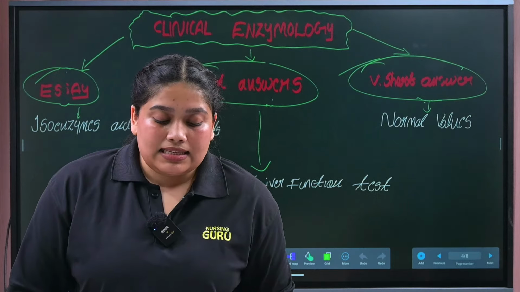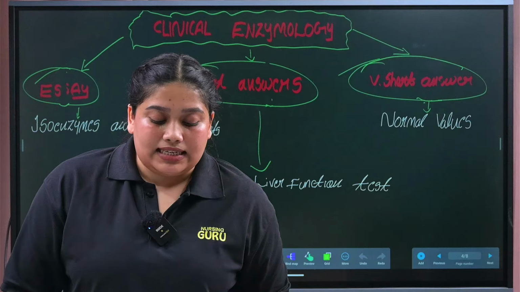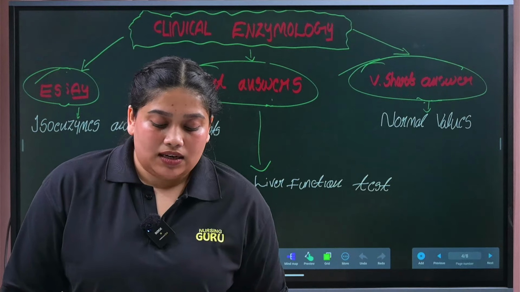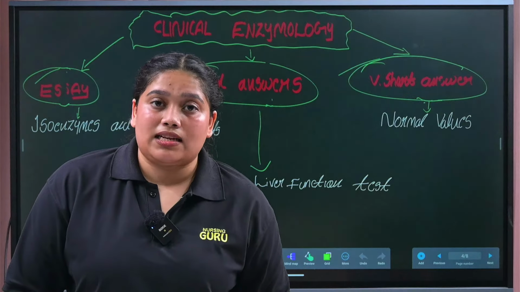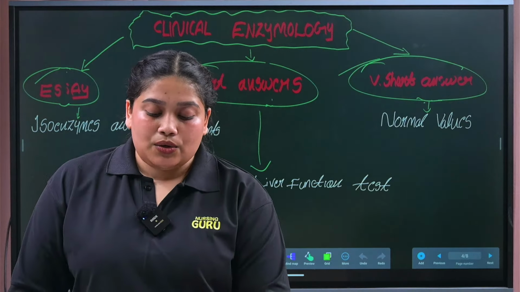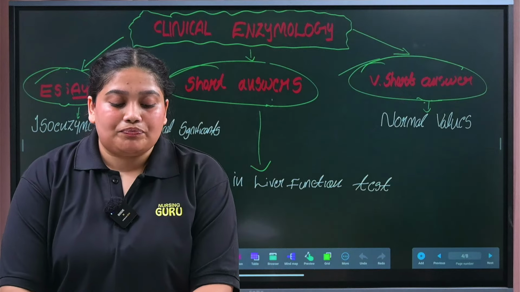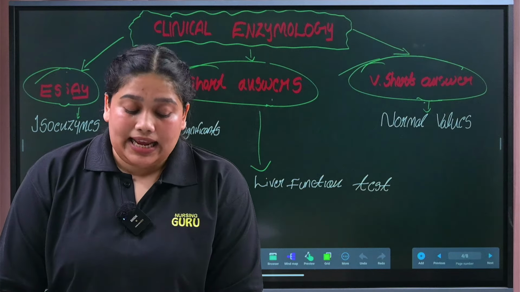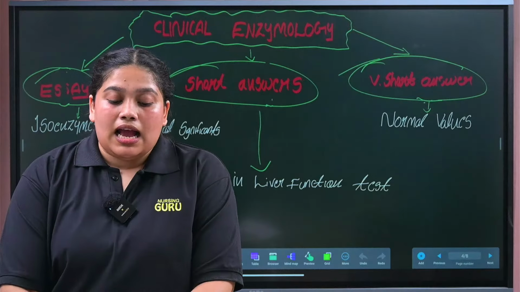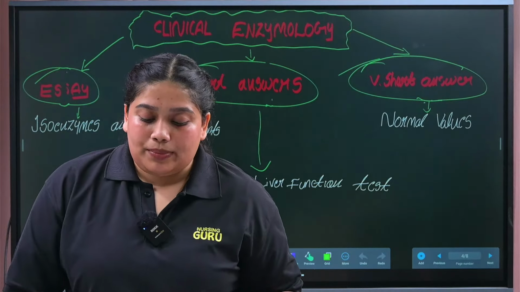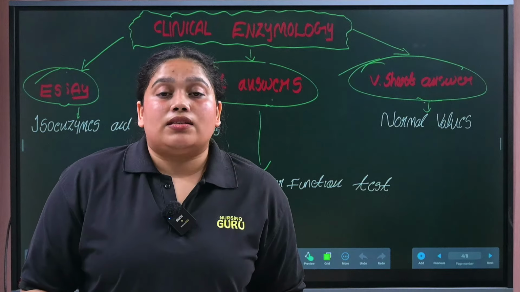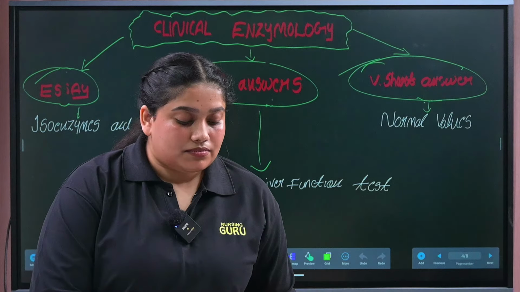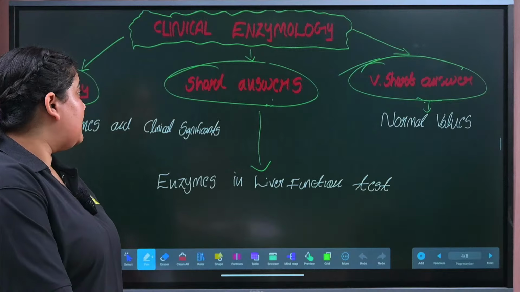In that there is a common point, that is H and M. M means the muscle, H means the heart. You have to include the LDH1, LDH2, LDH3 and CPK1, CPK2, CPK3. Like that you have to elaborate the isoenzymes. So the essay is clear, no?